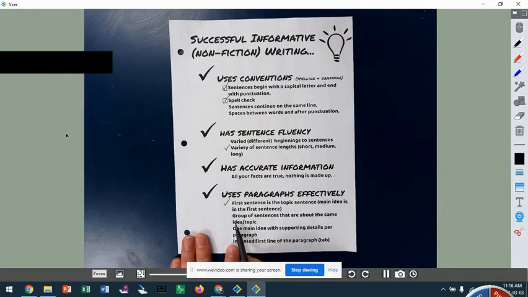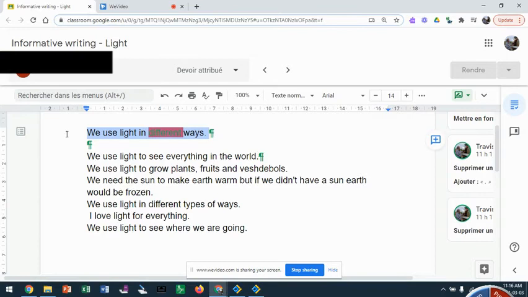Pardon? So you've already taken out information that didn't have to do with the topic sentence, which brings me to the next part. Group of sentences that are about the same idea or topic. Let's read through his sentences, and you tell me with your thumb whether or not he's ready to check that box or if there's more work to be done.